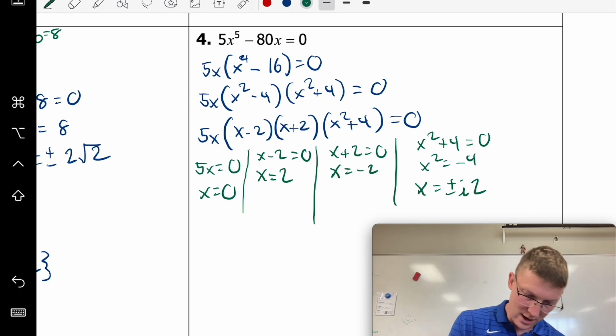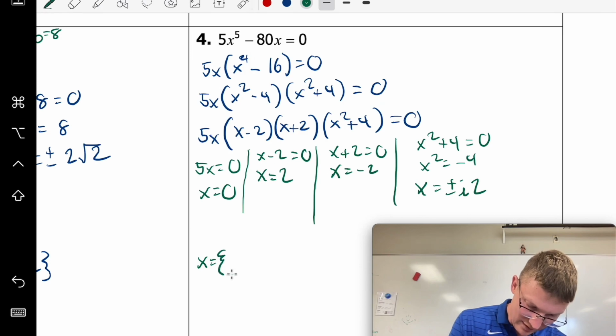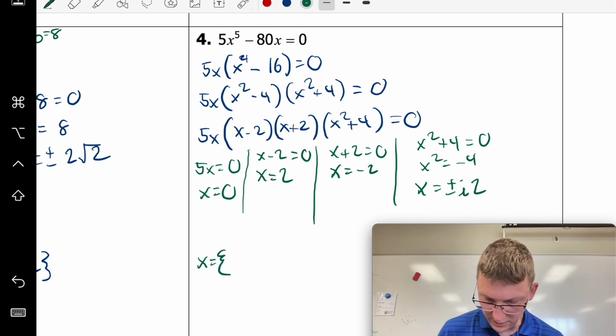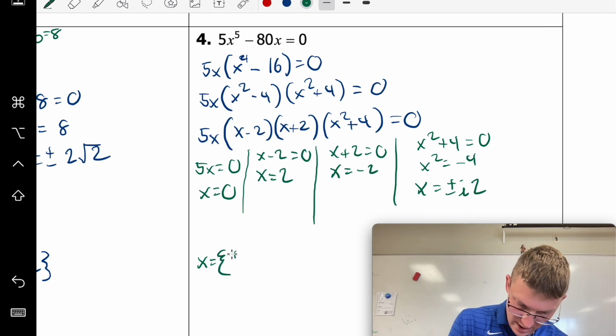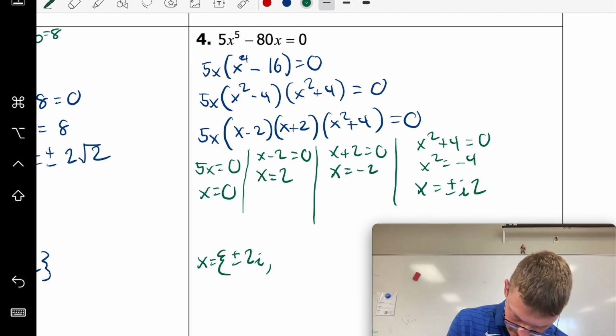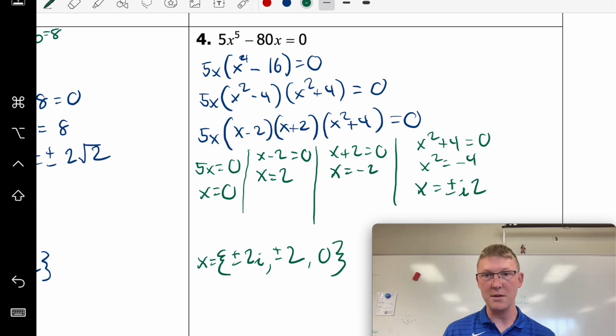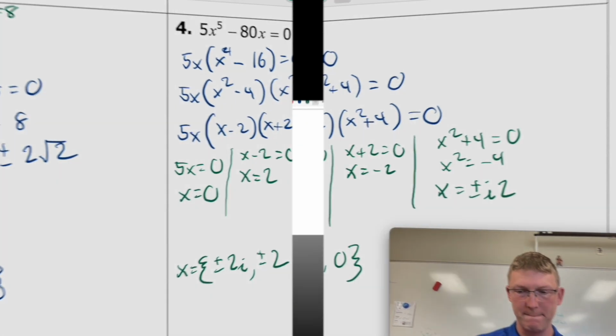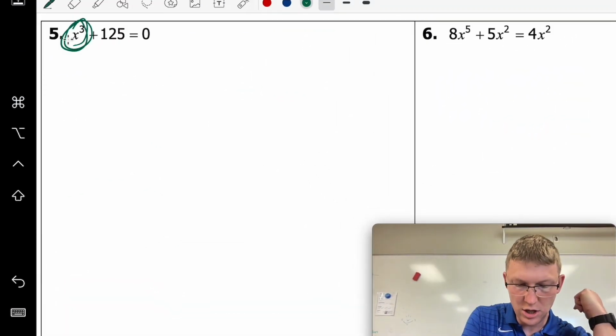So our final answer would be x equals the set. Let's go smallest to biggest. We'll start with our imaginary numbers. 2i plus or minus 2, and then 0. And that's our answer.